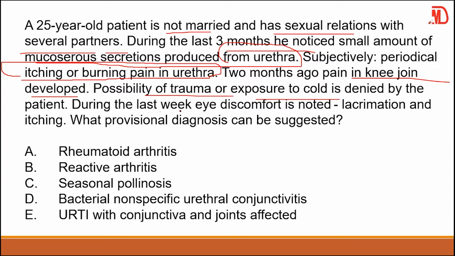Now, during the last week, eye discomfort is noted. Lacrimation and itching are there. What provisional diagnosis can be suggested? Now, obviously, we are having what? A rheumatology case, isn't it? So anytime you get a rheumatology case like this, which is accompanied with urethritis, that's inflammation of the urethra, urethritis.